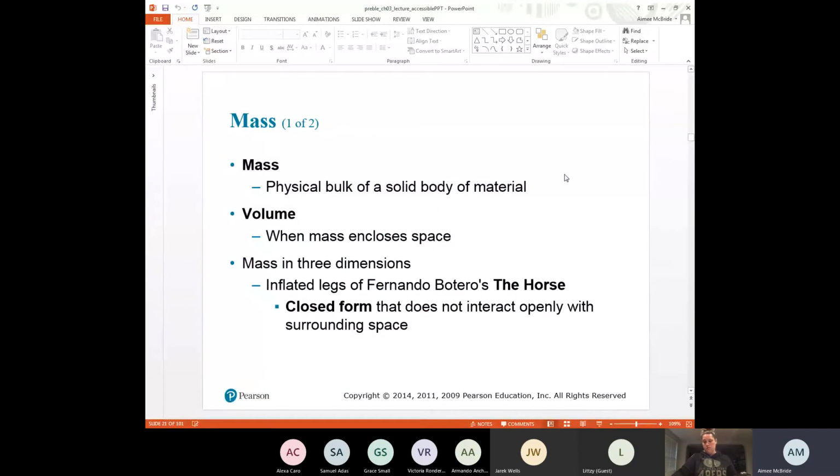And moving on from shapes to mass, it's things like line and shape that give us mass. I've also noted that colors help to give mass to certain things. So mass is how bulky or physically solid something looks. And then volume is when mass encloses space. So think of a room for volume. We're going to be comparing a couple of very easy to comprehend examples for mass, looking at Fernando Botero's The Horse, as well as a Giacometti sculpture.